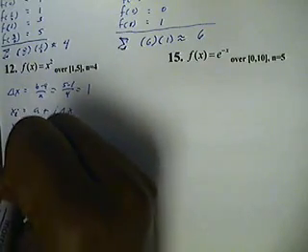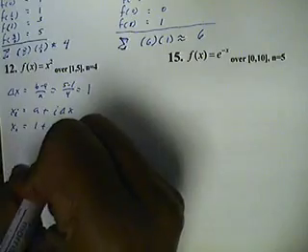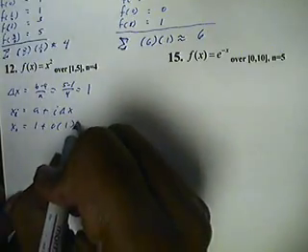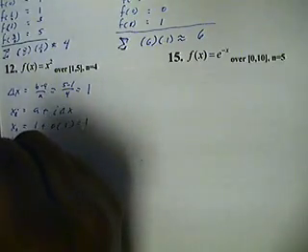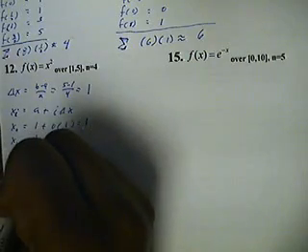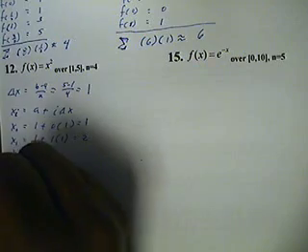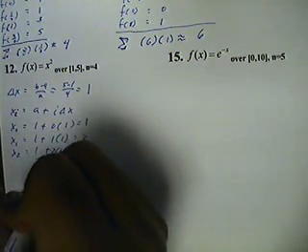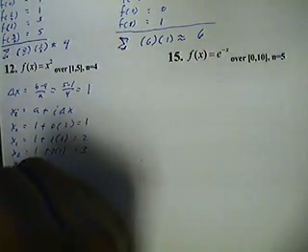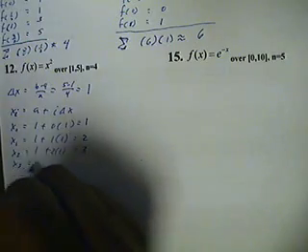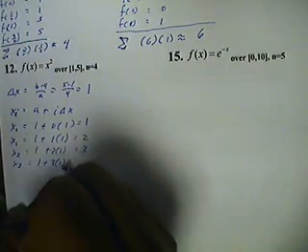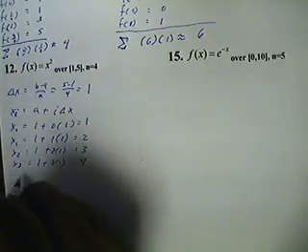So a is going to be 1 plus 0 times delta x, which is 1. x1 is going to be 1 plus 1 times 1, which is 2. x2 is going to be 1 plus 2 times 1, which is 3. And x3 will be 1 plus 3 times 1, which is 4.